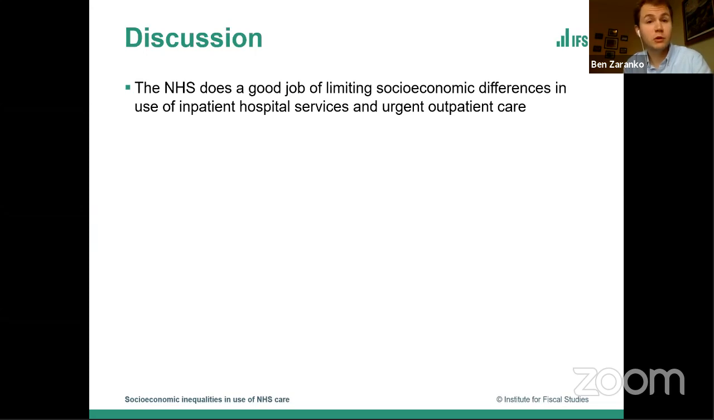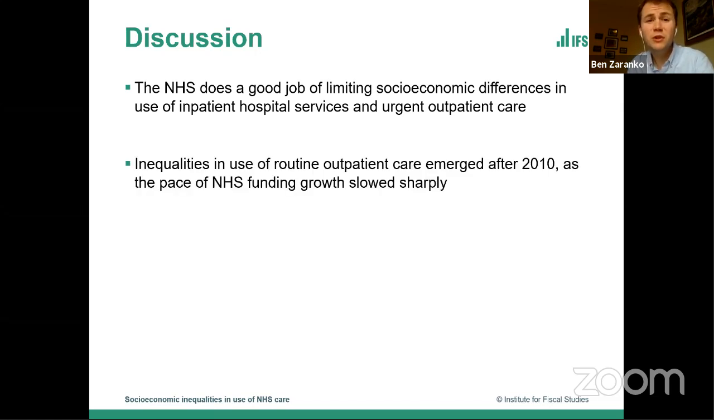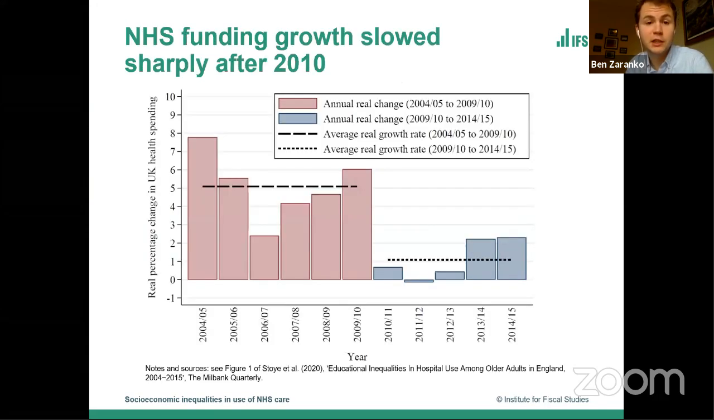So we should be clear that the NHS does an admirable job of limiting socioeconomic differences in the use of inpatient care and urgent outpatient care. And that's to its credit, and that's in line with its founding principles. But we do find strong evidence that there are inequalities in the use of routine outpatient care that emerged in more recent years, at the same time as the pace of NHS funding growth slowed quite substantially.